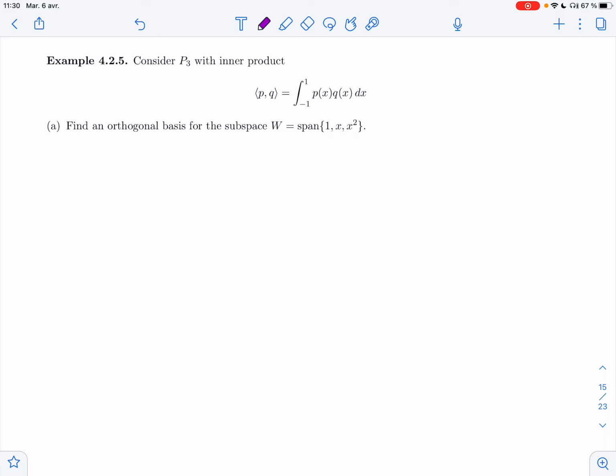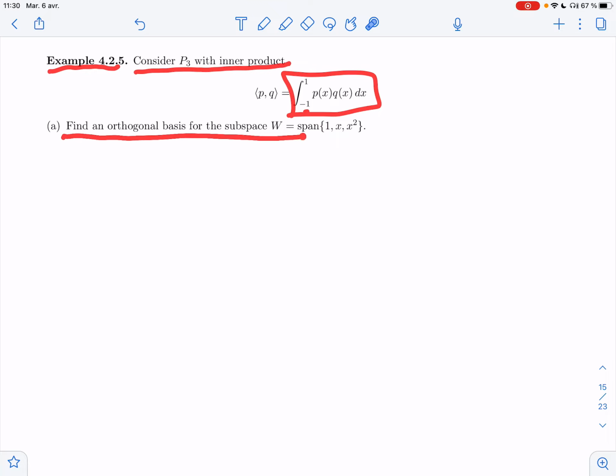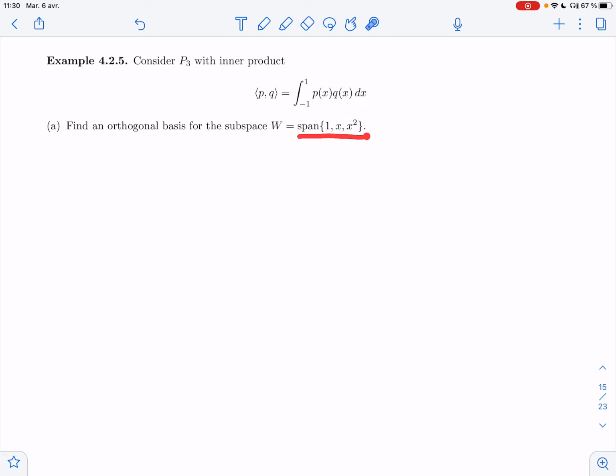All right, at this point, we're ready to do a full projection on polynomials. So example 4.2.5, consider P3 with inner product. Let's use the integral inner product. I want to find an orthogonal basis for the subspace, span of 1, x, x squared. So you can think of W as P2 really. All right, so I want to find an orthogonal basis.